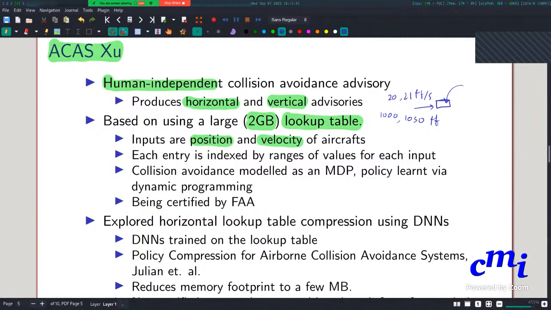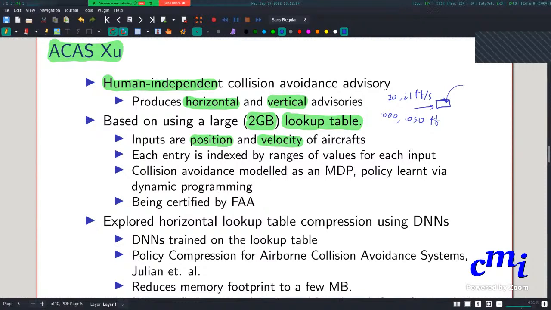And of course, things are continuous valued, so you can't really say what to do for each particular value of the input, but you can say what to do if your values are within a range. So if your speed is between this range and your position or distance is between this range, then do such and such things, right? So this is how the system works.